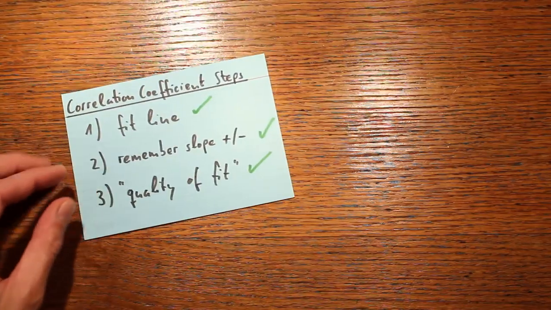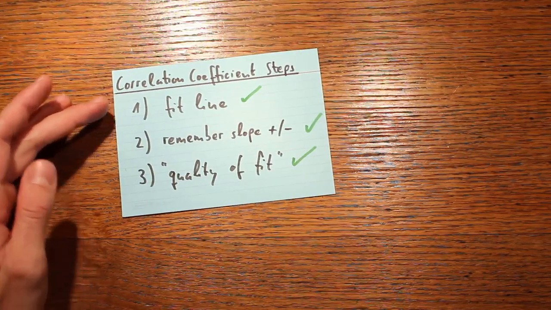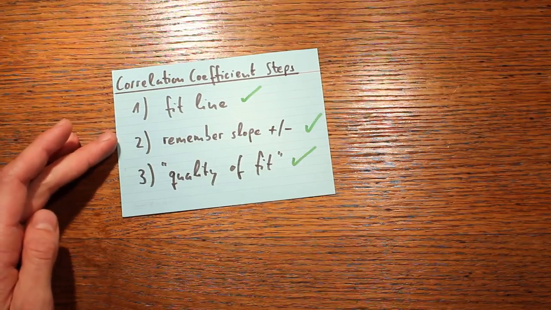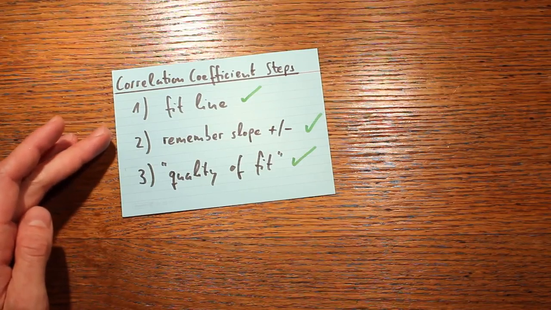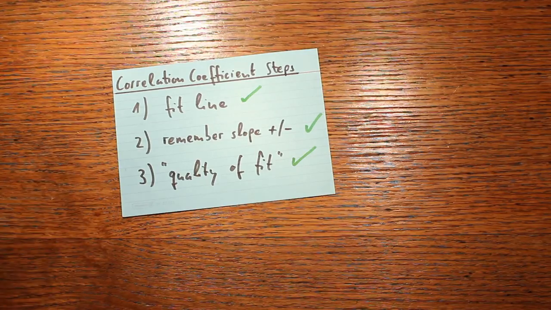So we've seen that these are the 3 steps in getting your correlation coefficient. First you have to fit the straight line, then you have to remember if the slope is going up or down to get the sign of the coefficient, and in the third step you get the magnitude of the coefficient by comparing the 2 scatters along the y-axis and around the fitted line.